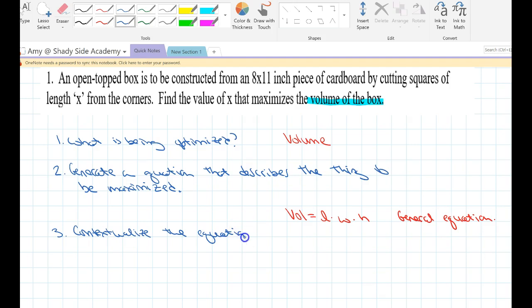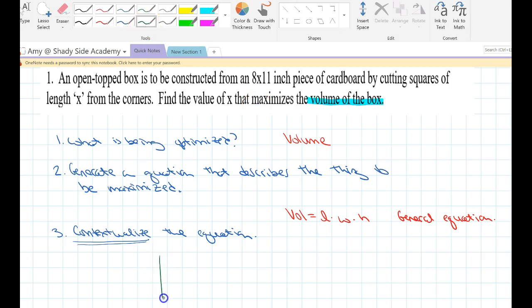Contextualize means narrow down every possible box to the box being described here. Contextualize means to incorporate those specific details in this problem that distinguish all the rectangular boxes in the universe from this particular box. And here I'm going to sketch a picture.